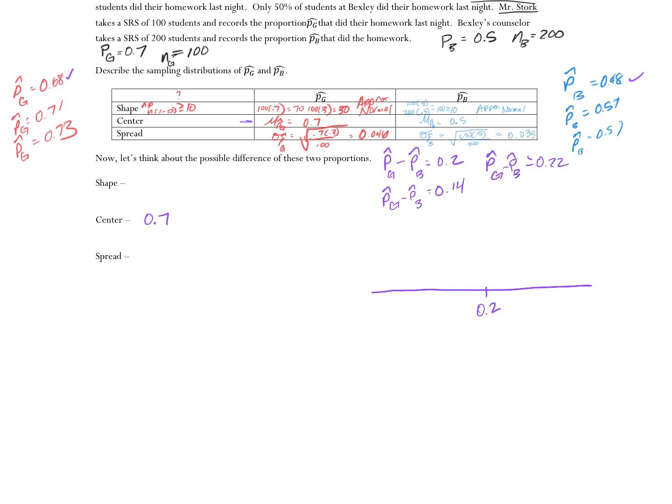We already said that the mean of Grandview is 0.7, the mean of Bexley is 0.5. So overall, the mean of the differences between Grandview and Bexley would be 0.2. And if we look, we have a 0.2 right here. That was one of our possible differences that we could get. Or 0.22. Or 0.14 would be a little bit more down this way. And these are just, I take two random samples and subtract their percents. Okay? All right. What about the shape of that graph?